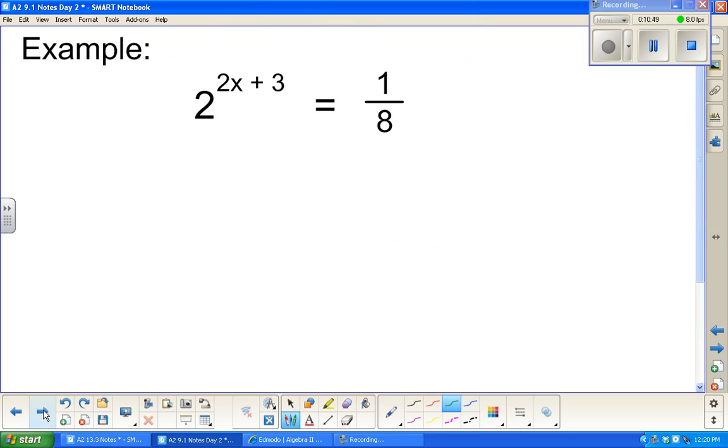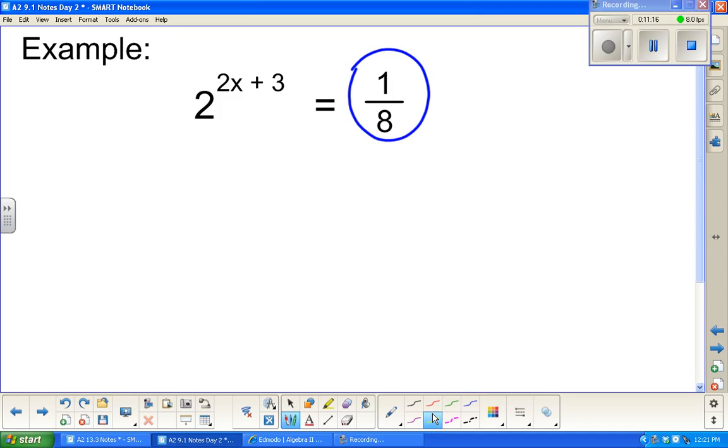Okay, I believe this is the last one. There might be one more. But this one has another little wrinkle in it. So the left side looks good. It's the right side, not so good. One thing to remember though, when you see a fraction, especially if there's a 1 in the numerator, this is probably going to be something with a negative exponent. You know, a negative exponent makes you think reciprocal.